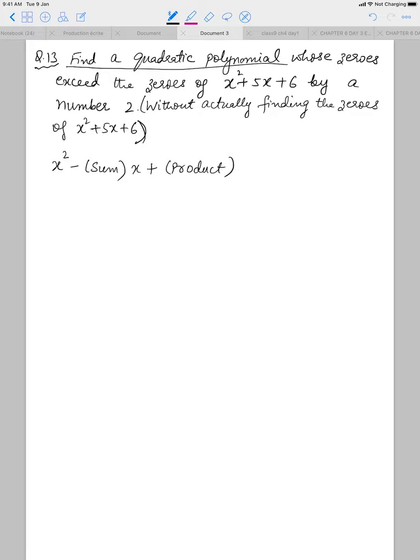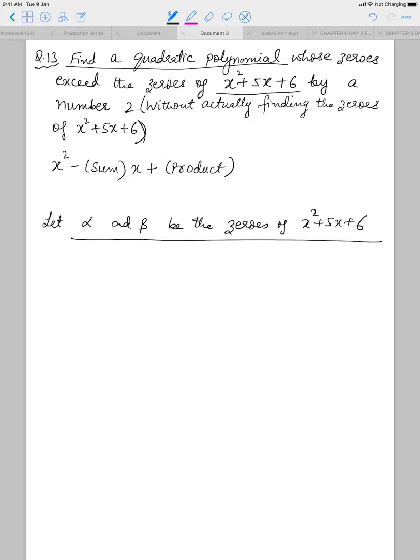Here the question is, find a quadratic polynomial whose zeros exceed the zeros of this polynomial by a number 2. Okay. So let us first assume, let alpha and beta be the zeros of x square plus 5x plus 6, and the moment we write this line, this and this are the zeros of the given polynomial. What do we write? Alpha plus beta is equal to minus 5, alpha into beta is equal to 6.